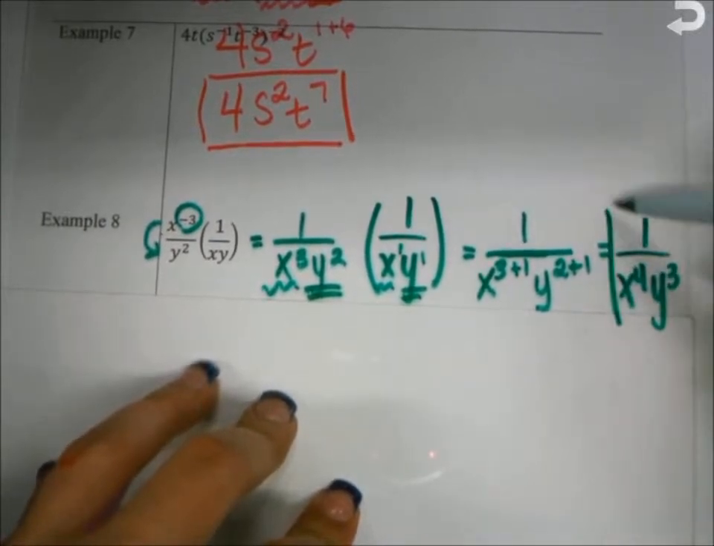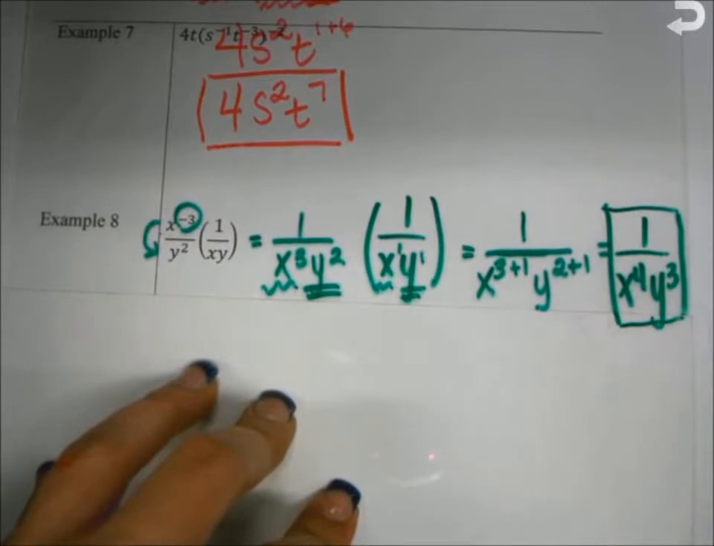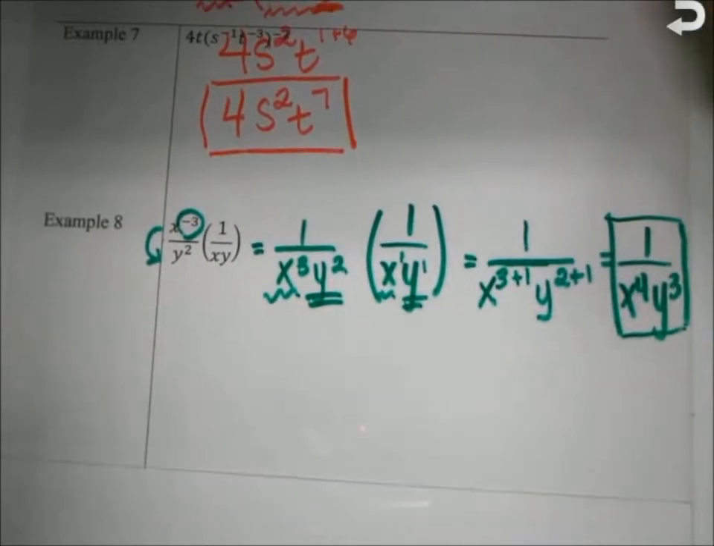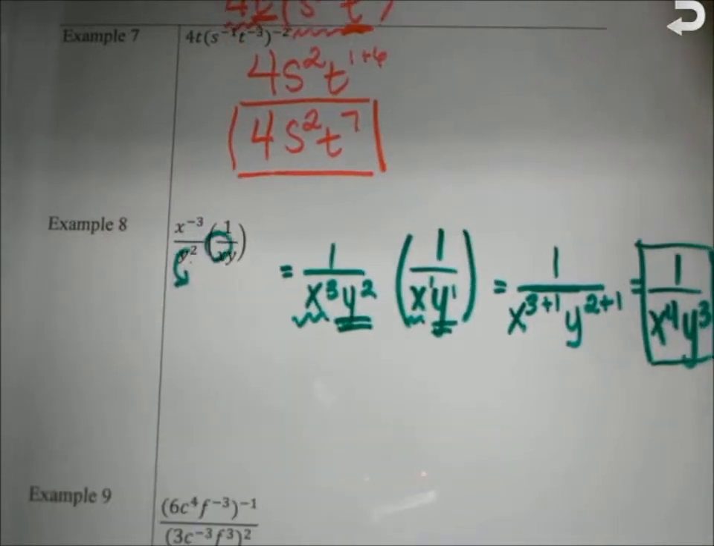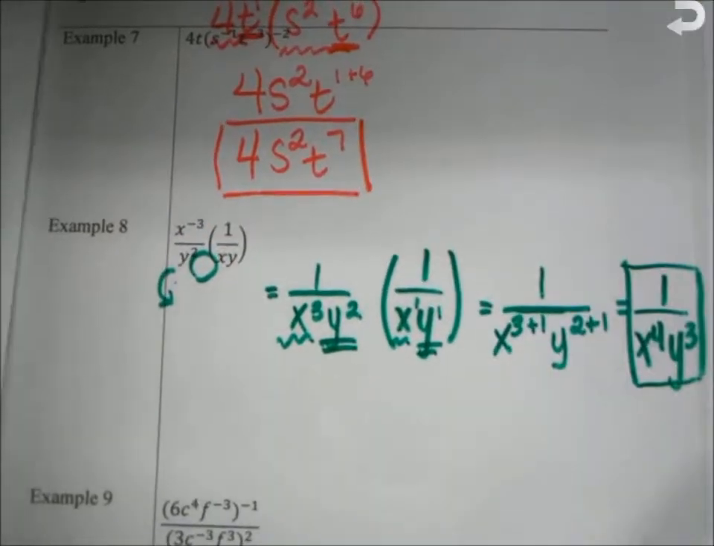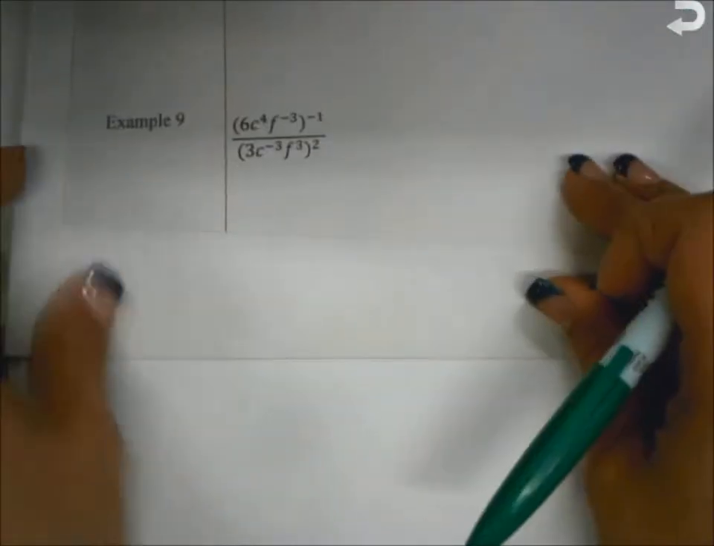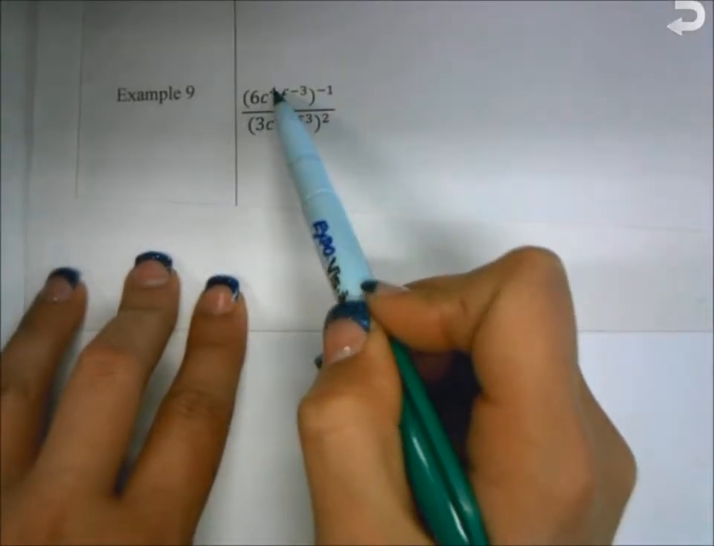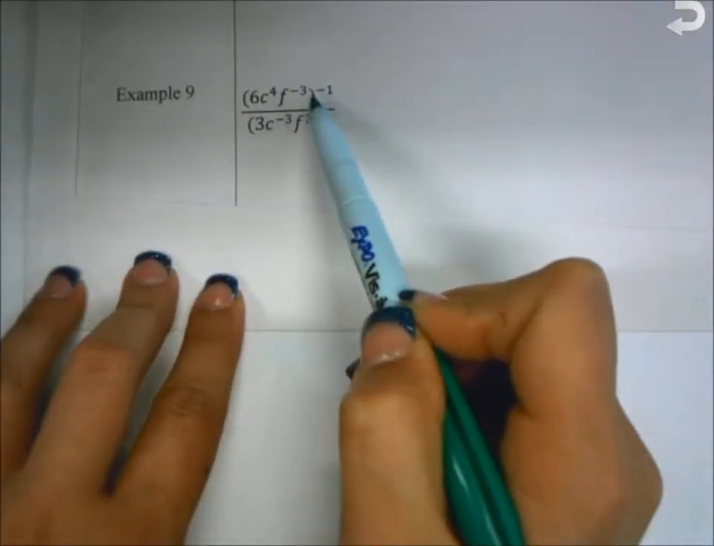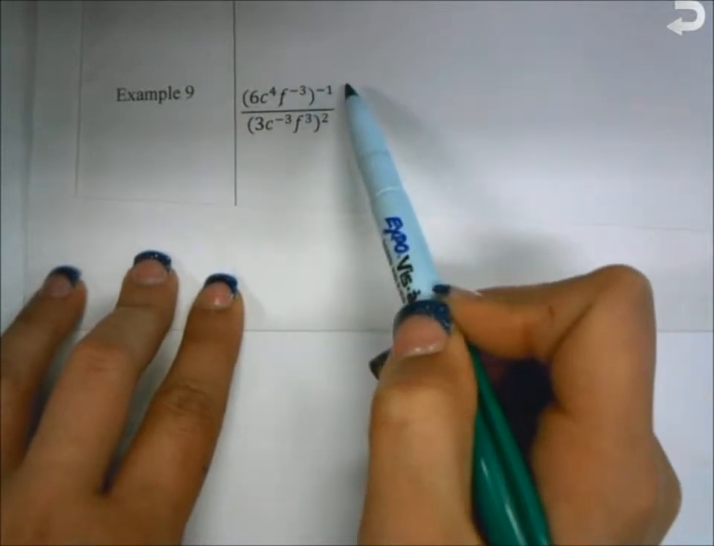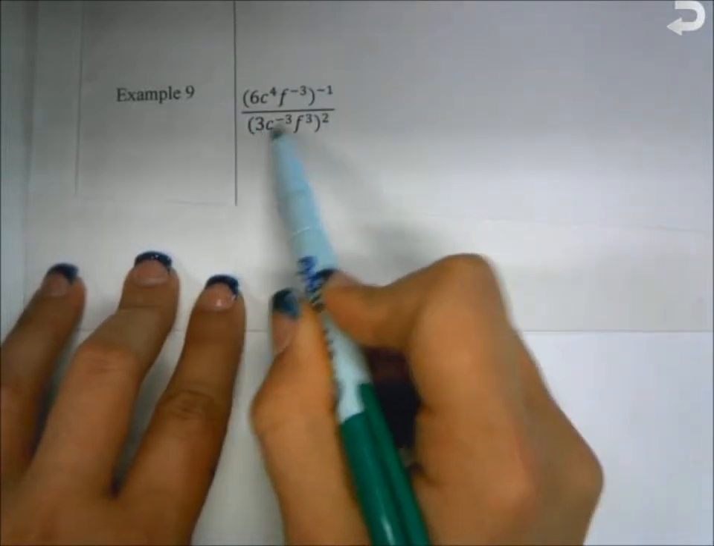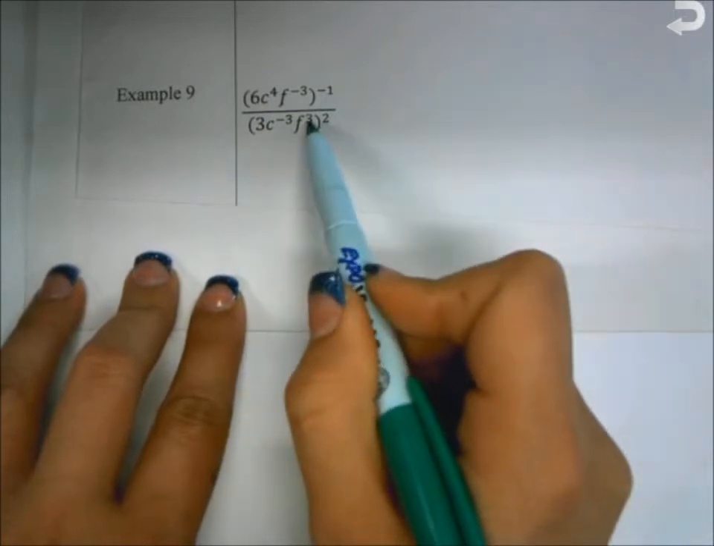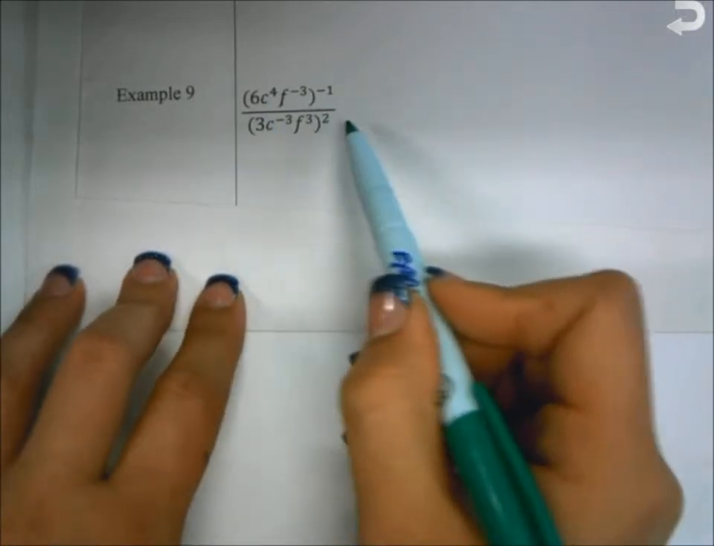And finally, example number 9. We have this quantity, 6c to the 4th, f to the negative 3rd, all of that to the negative 1st power, times 3c to the negative 3rd, f to the 3rd, all of that to the 2nd power. In this case, I'm going to distribute those exponents first, because it's going to make things a little simpler for me.